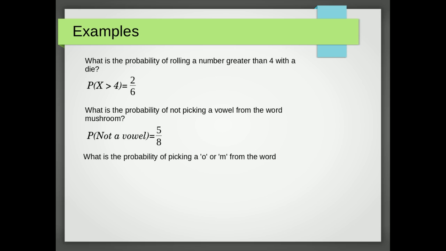Let's look at the next example. What is the probability of picking an O or an M from the word mushroom? Okay, so how many of these would be considered to be a success? Well, there's 2 M's, there are 2 O's, so 4 of them are a success. So the probability of getting an O or an M, well, there are 4 that we'd consider success. There are 8 letters altogether, so it's 4 over 8.